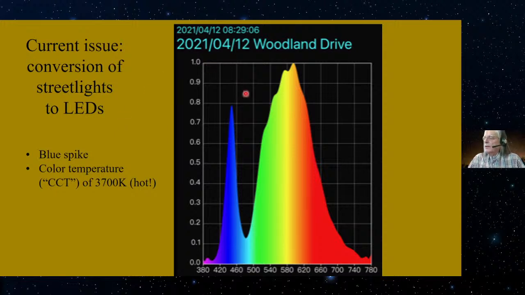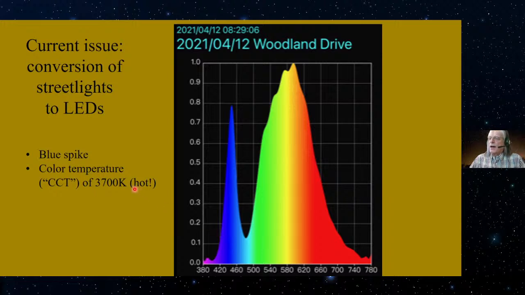And I got a complaint from a resident in Boone, and I went out and got a spectrum of it, a little handheld spectrometer that talks to my phone and gives me the data. And this is the spectrum of it from violet to red. And you see this big blue spike. And this is what you get in the physics of LEDs. There's really no way around it. You can filter it out or you can do something else, and we'll look at that.